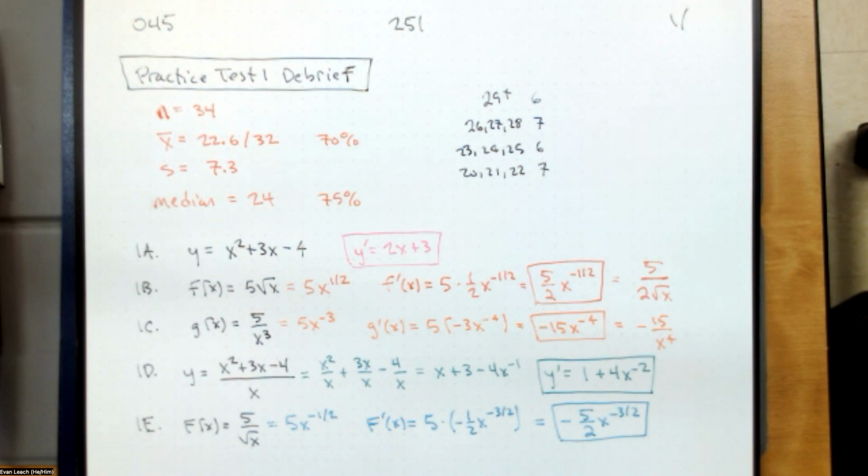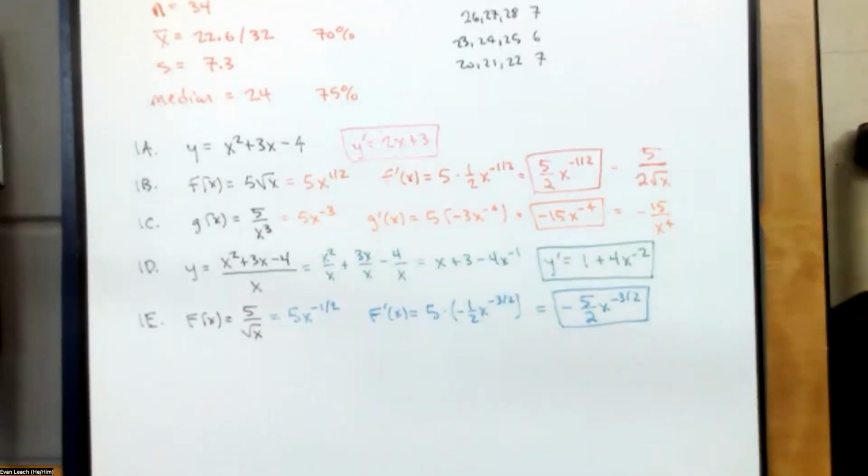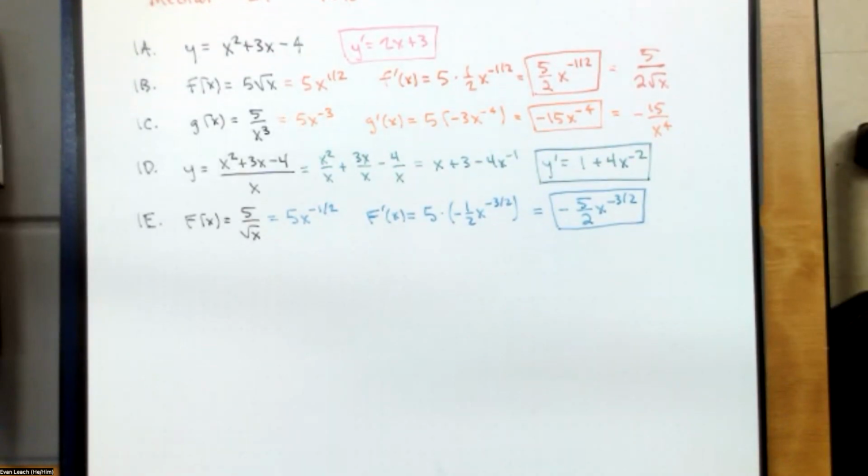Some of you put the x to the negative 3/2 into the denominator. The important thing to note, if you're going to go back to radicals, is that it's a square root of x and it's being cubed. The denominator of the exponent is the index of the radical. So if you have a cube root, that's a 1/3 power.